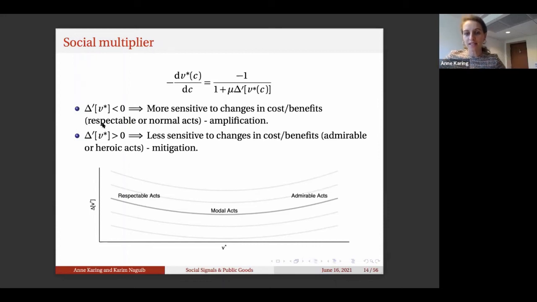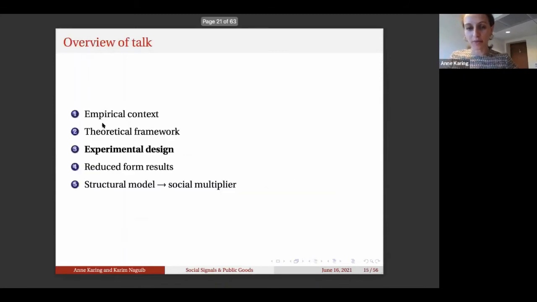And what that means is that in the area of respectable acts, for example, people could be more sensitive to changes in costs and benefits. Social signaling motives could amplify changes in costs and benefits. Whereas in the other domain, with admirable acts, people could be less sensitive to changes in costs and benefits. So social signaling concerns might actually mitigate the impacts that the introduction of a tax or even a subsidy, any kind of price instrument we would be using, could have on change in behavior. So this is really the key object we're interested in here and hoping to tease out with our experimental design.